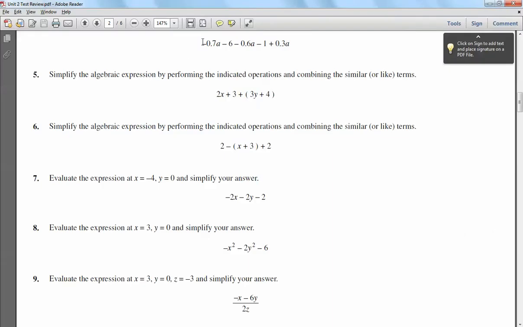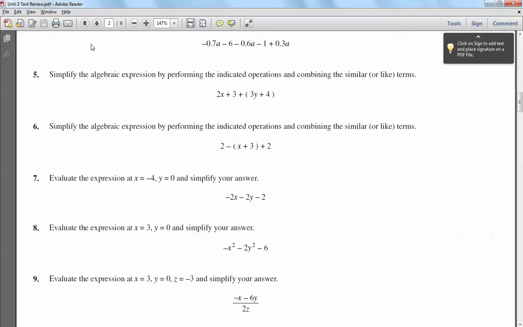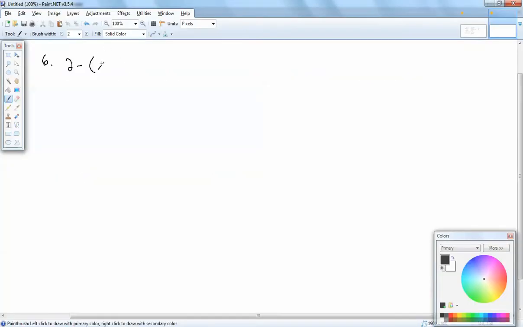Okay. Number 6, we got 2 minus, and then inside of parentheses, x plus 3, and then plus 2. Well, we want to get rid of the parentheses first. So there is no number here, but if I were to put a number, it'd be the invisible 1. So that's really negative 1 there. So we're going to take this negative 1 and multiply it times the x and times the 3.